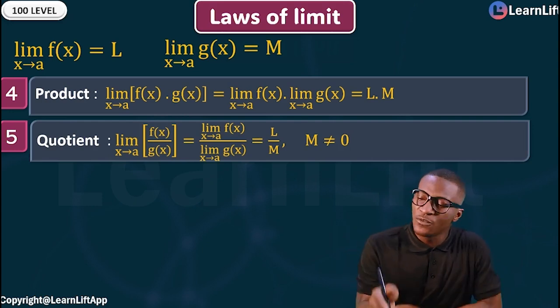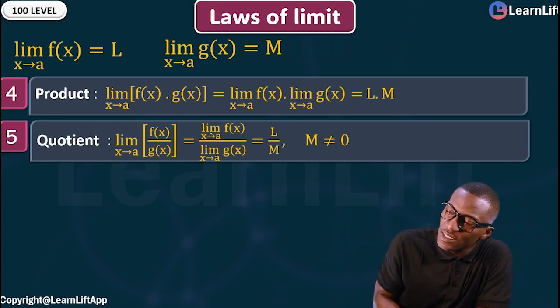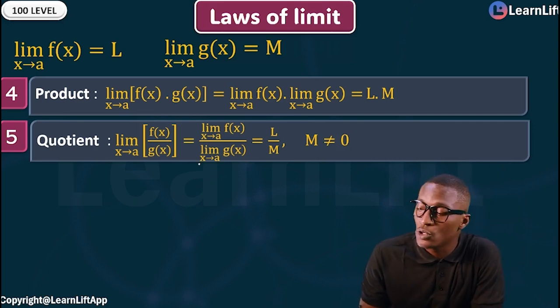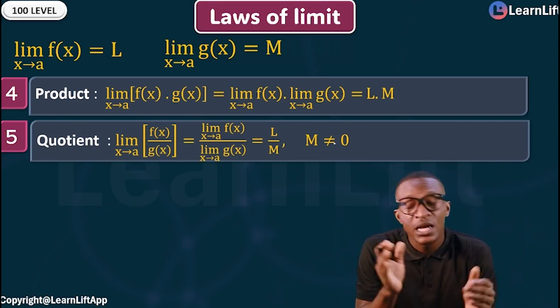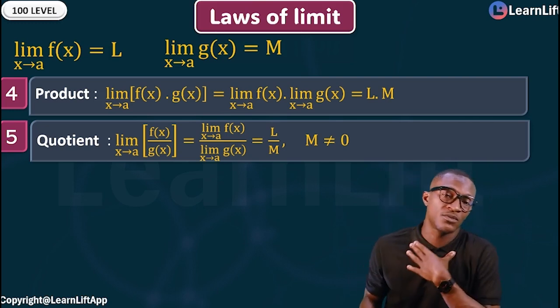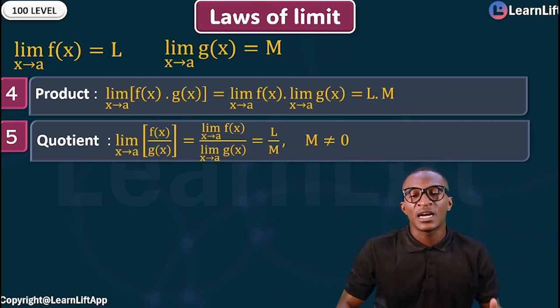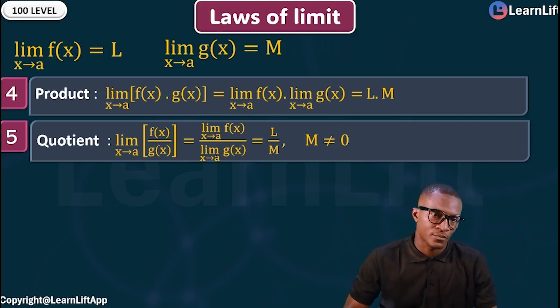As well as the quotient, if you have lim f of x over g of x, this is the same thing as saying lim f of x all over lim g of x as x approaches a, or you say L over M, provided the denominator is not equal to 0. We said that in math, the denominator must not be equal to 0, because if the denominator is equal to 0, it is practically called a math error. Do you understand?